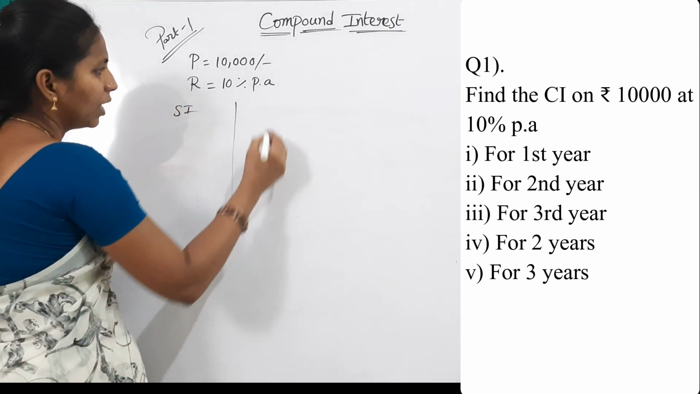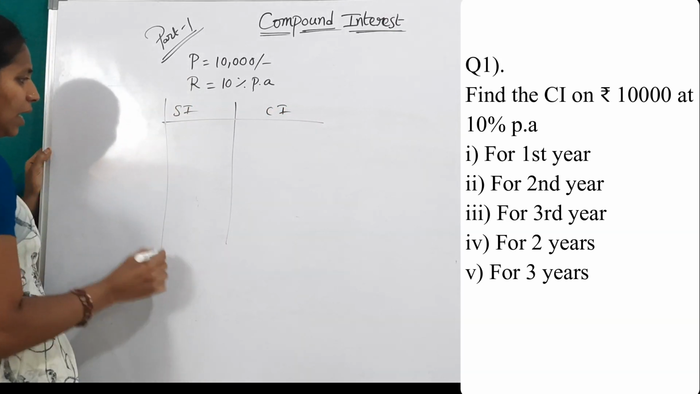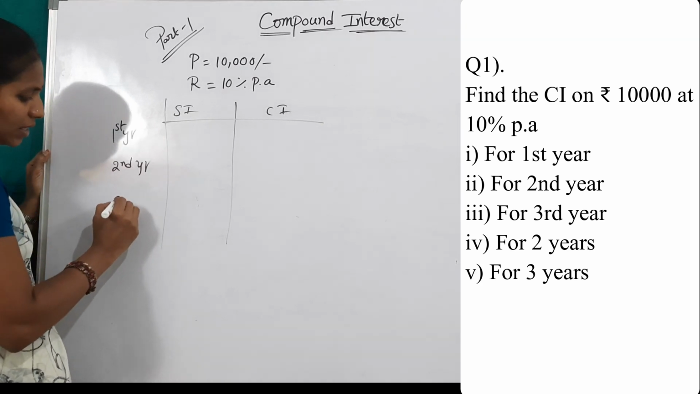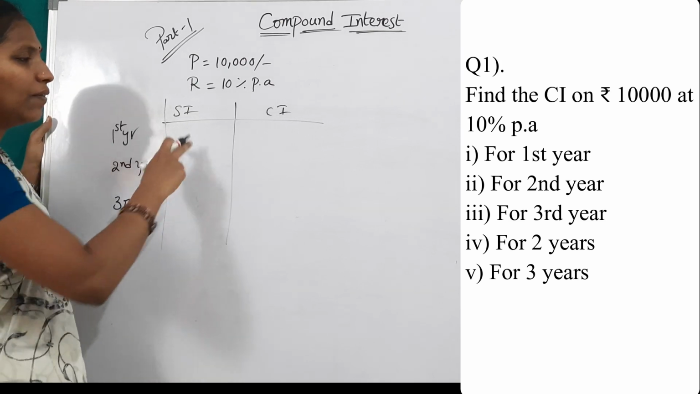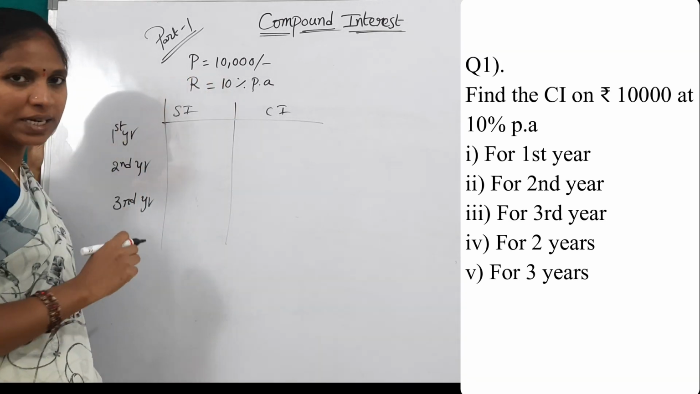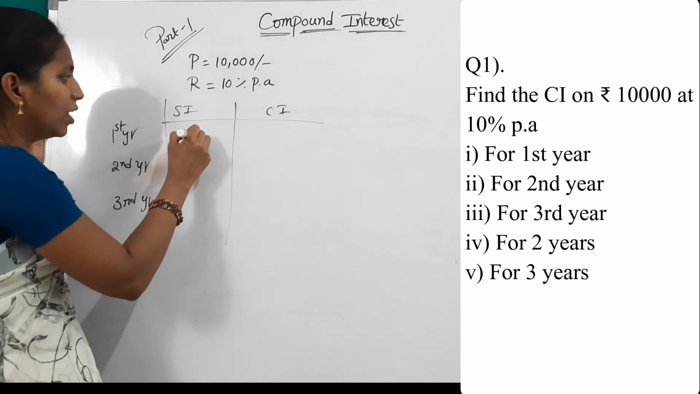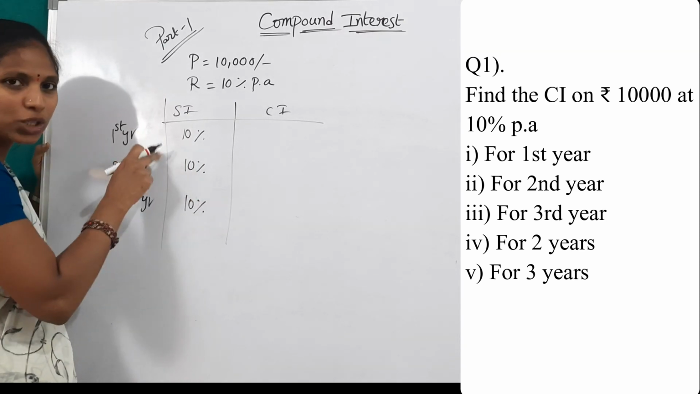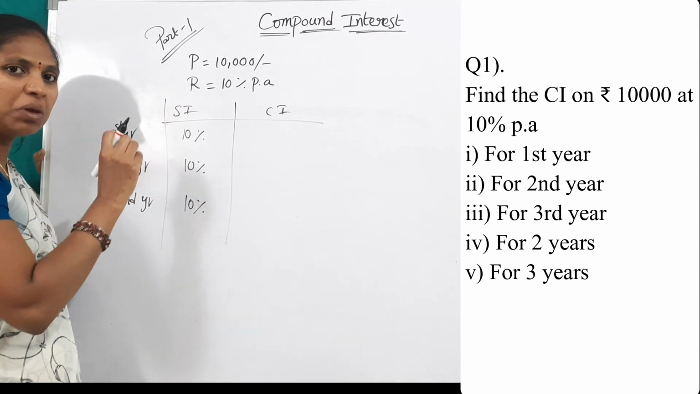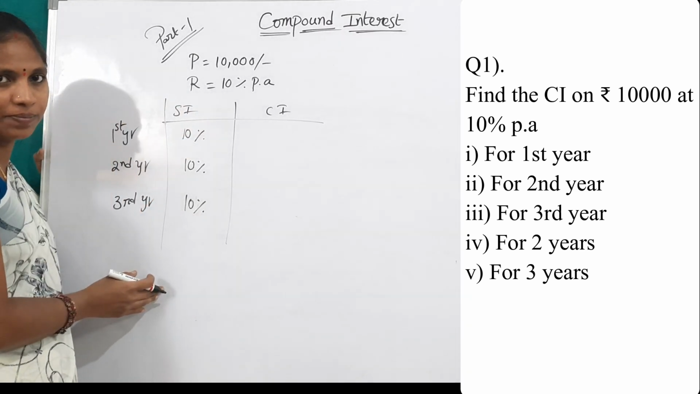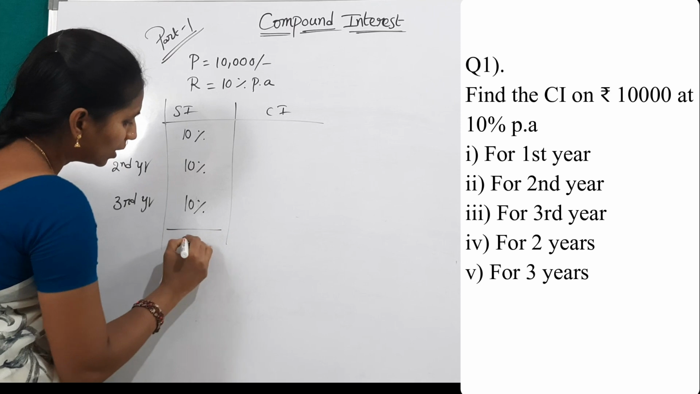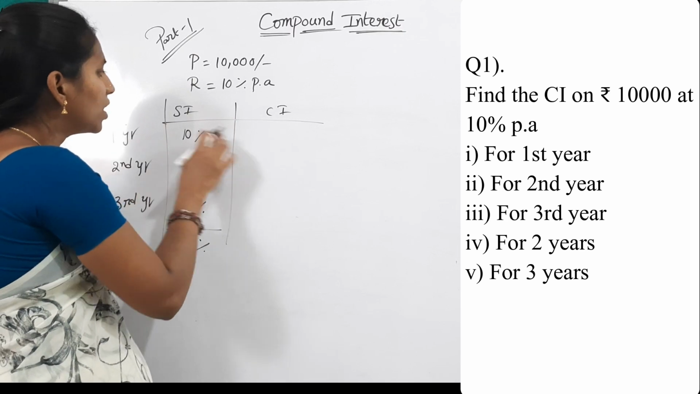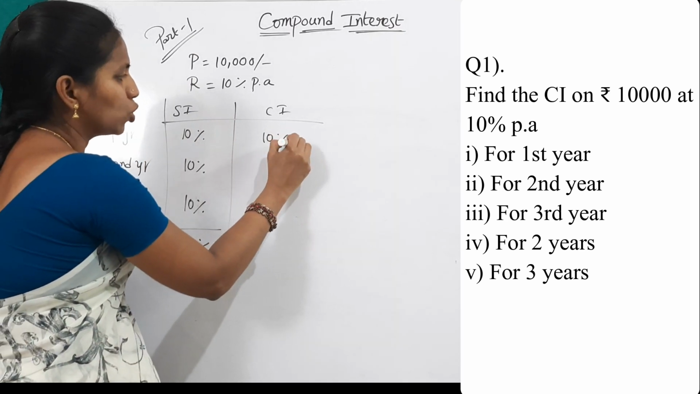Here is simple interest, and this is compound interest, for the first year, the second year, and the third year. First year, what is the rate of interest percentage? 10% at simple interest. For the second year also 10%. Third year also 10%. That is called simple interest. Interest that is the same in each and every year is called simple interest. What is the total? 30%.